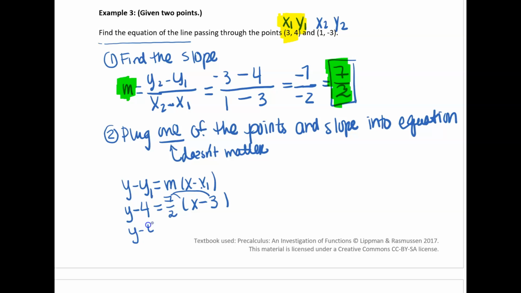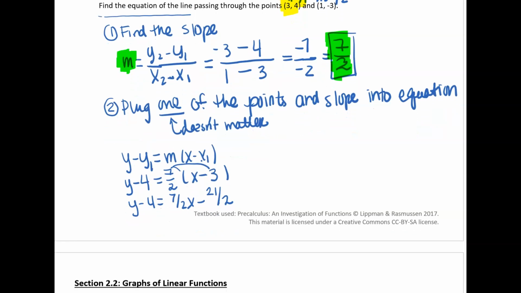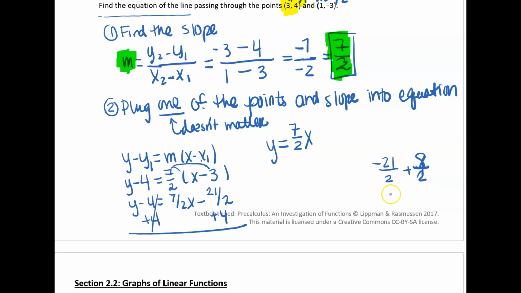And so now I got 2 steps. Distribute. So it gives me y minus 4 equal to 7/2 x minus, let's see, 21 over 2. Use your calculator to help you out with that if you just dread working with your fractions. And then I need to add this 4 over here to the other side. And so then that gives me y equal to 7 over 2x. And now I gotta do some fractions. Negative 21 over 2 plus 4. So I need to turn that into a fraction. So that would be equivalent to 8 over 2. So if you combine your tops, that gives us negative 13 over 2. So minus 13 over 2.